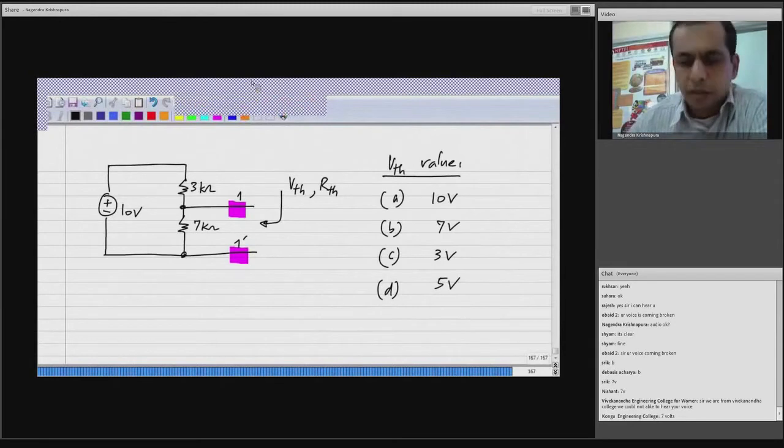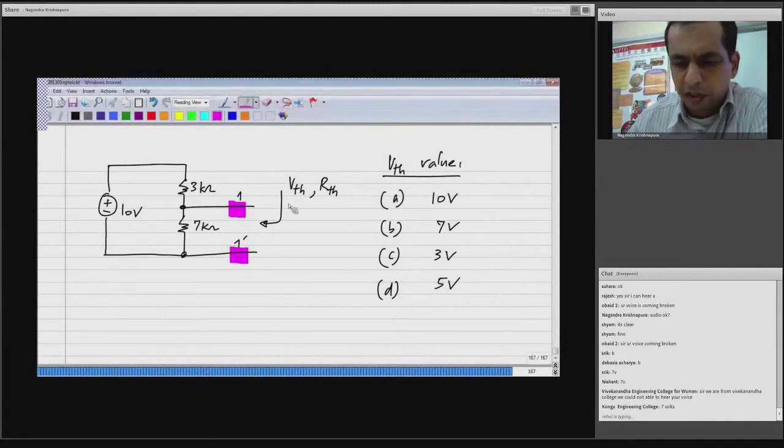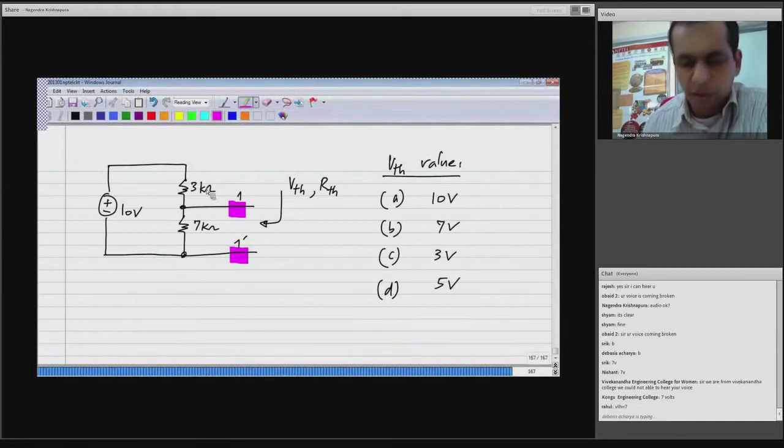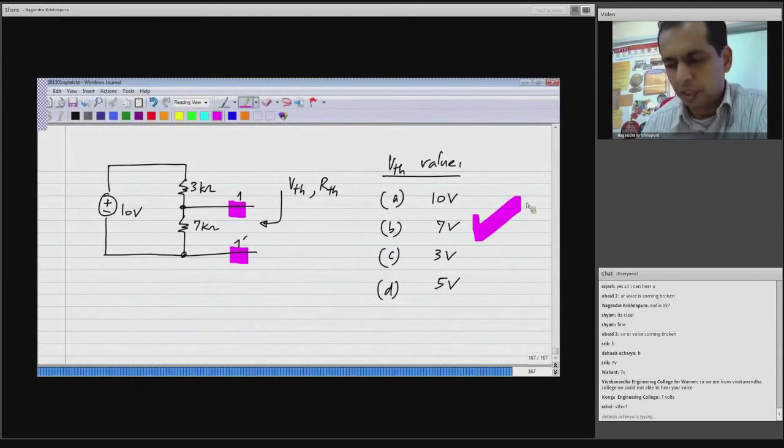Okay, I think all of you are able to immediately recognize that it is this resistive divider: 7 kilo ohm divided by 7 plus 3 kilo ohms times 10 volts. So it is 7 volts. That is the right answer. Okay.